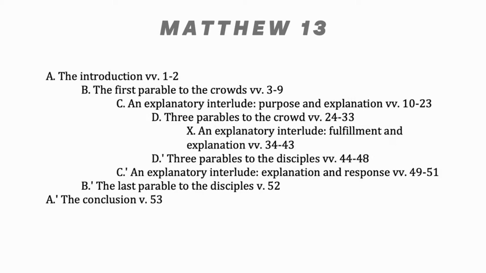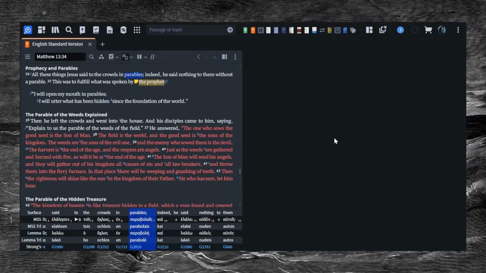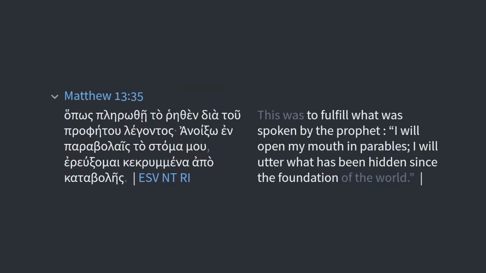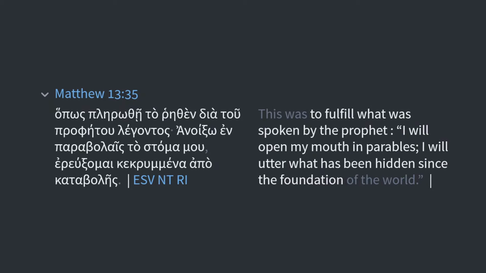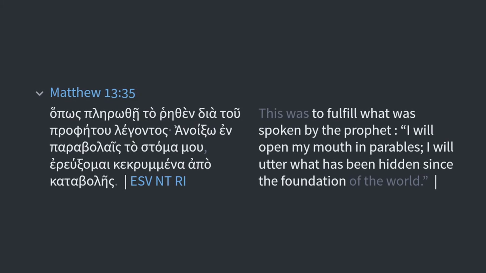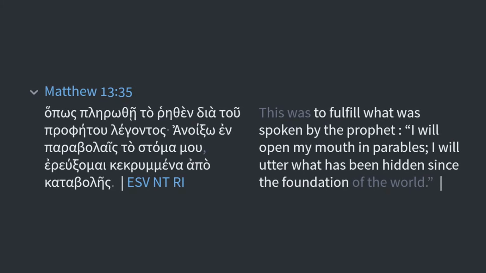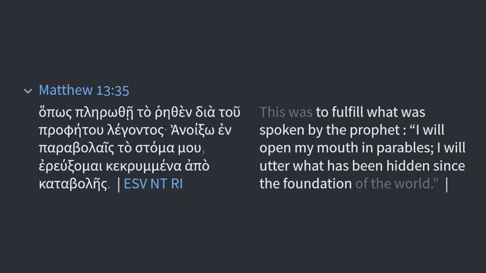Now this is very noteworthy because this center within a center begins this way. All these things Jesus said to the crowds in parables. Indeed, he said nothing to them without a parable. This was to fulfill what was spoken by the prophet: I will open my mouth in parables. I will utter what has been hidden since the foundation of the world.